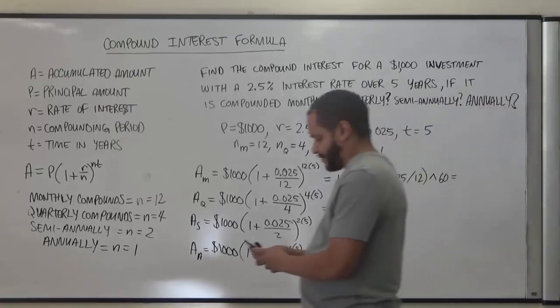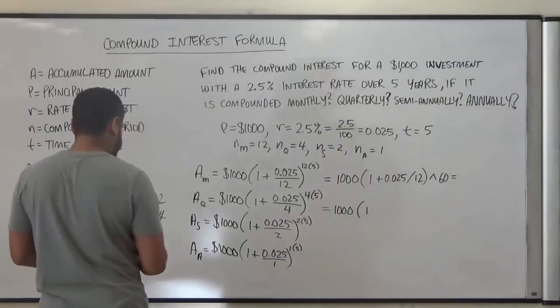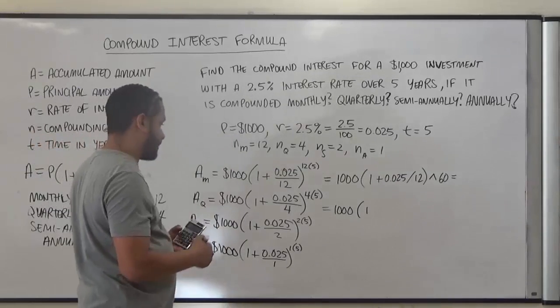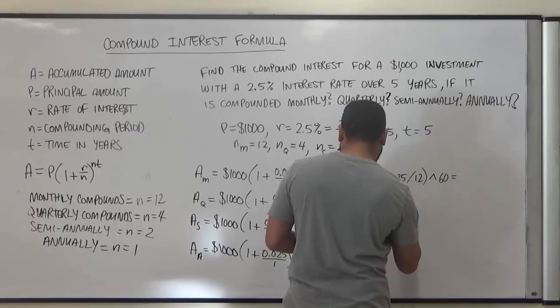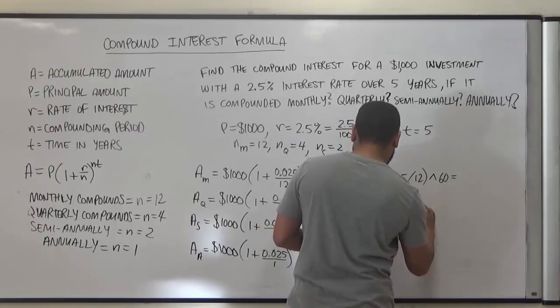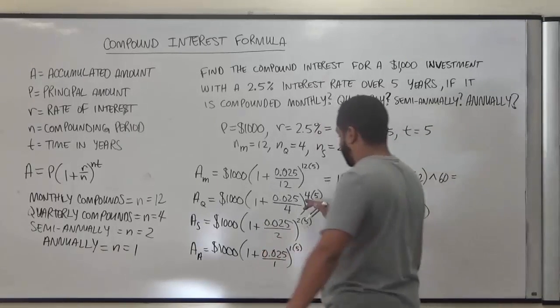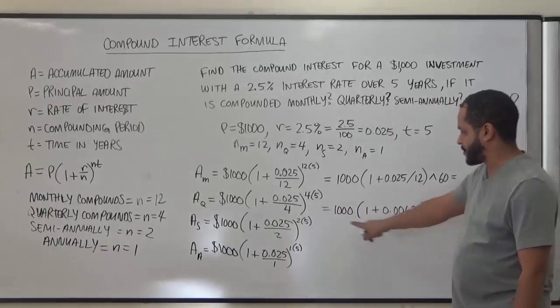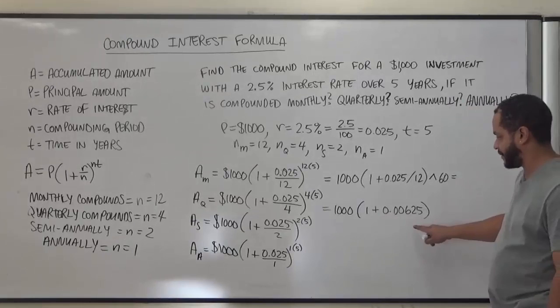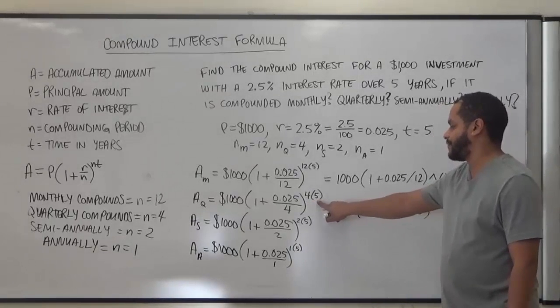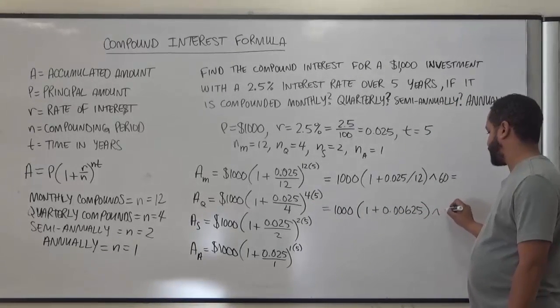So we have 0.025 divided by 4, and that actually does give us a solid number. It's going to give us 0.00625. And this again, we have the exponent. This is the result of 0.025 divided by 4, which is a lot nicer for your calculator. And here we're going to have the power of 20. So we're going to raise this to the power of 20.